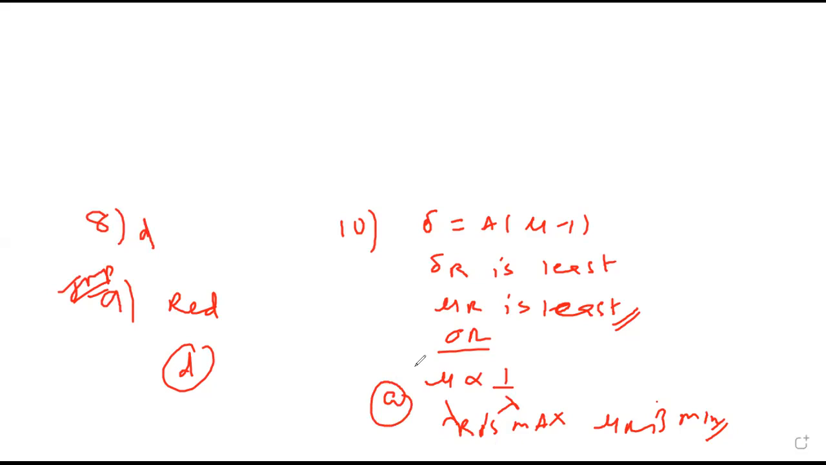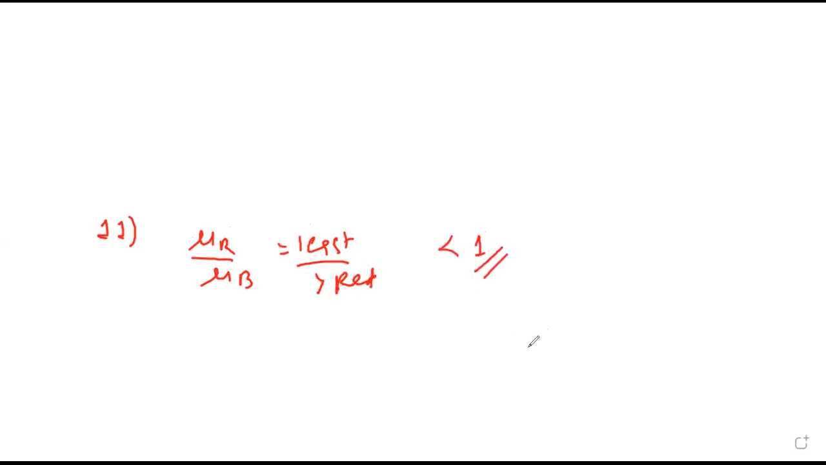11th. Completed? 9th. Yes. The ratio of refractive index of prism material for red to the blue. For red to blue, now this is least. So definitely blue is greater than red. So the denominator is greater. That means the answer will be less than 1. Less than 1. Option A.